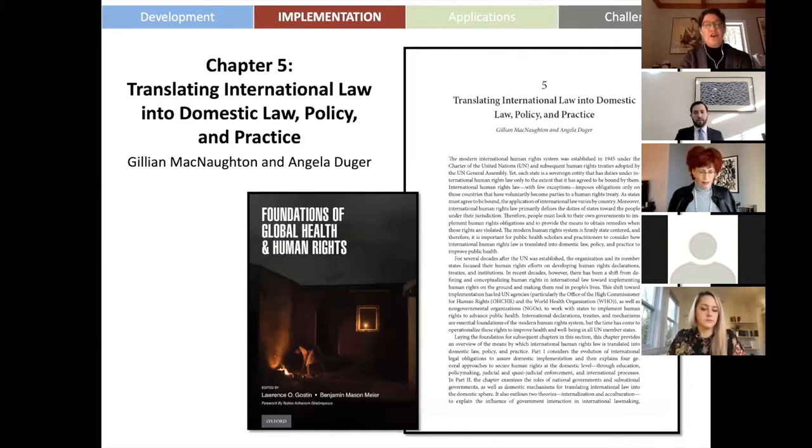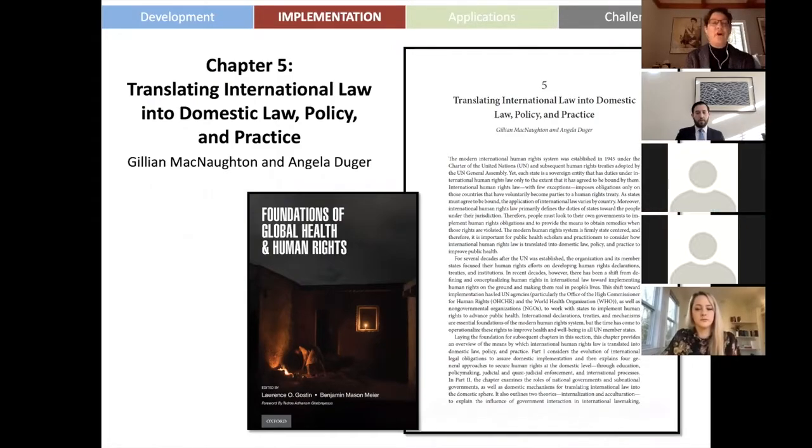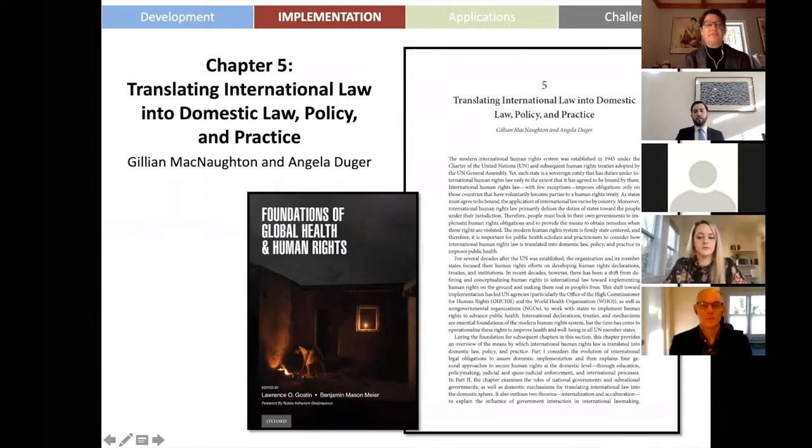International human rights law is largely state-centered, meaning that it relies on national and subnational governments to implement it, to promote and protect human rights, and to provide remedies to victims of human rights violations. For this reason, it's important for public health scholars and practitioners, as well as others interested in promoting health rights, to consider how international human rights law is translated into domestic law, policy, and practice.